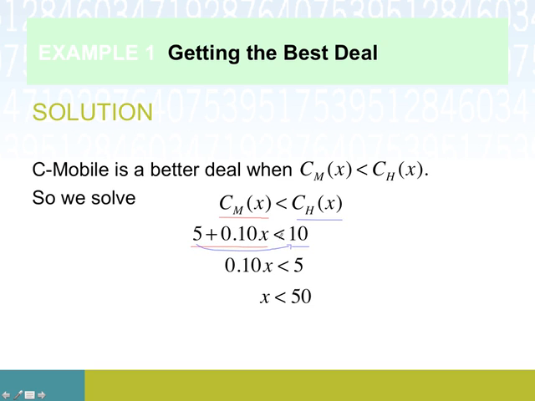Anyway, we can do a little bit of algebra here. We can subtract 5 from both sides. That gets us down to 5 on the right. And then we can divide both sides by 0.1. Dividing by 0.1 is the same as multiplying by 10. So there we are. x is less than 50.